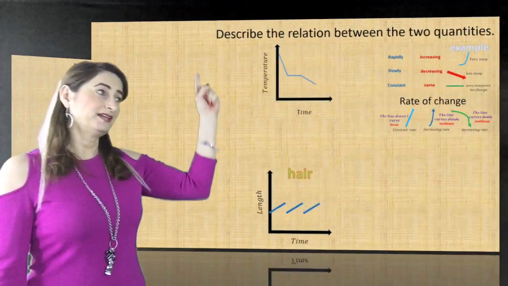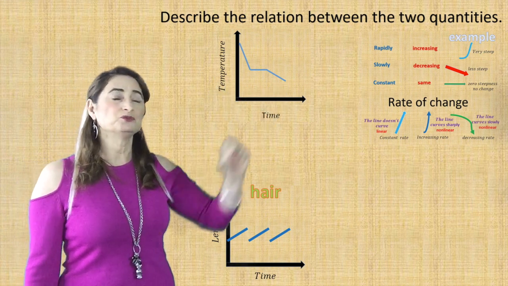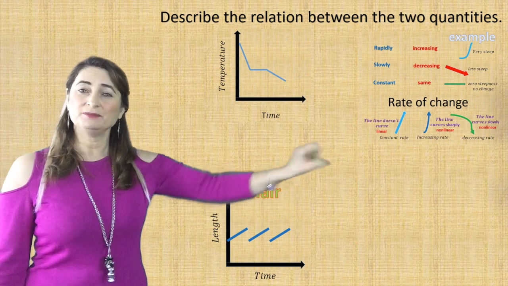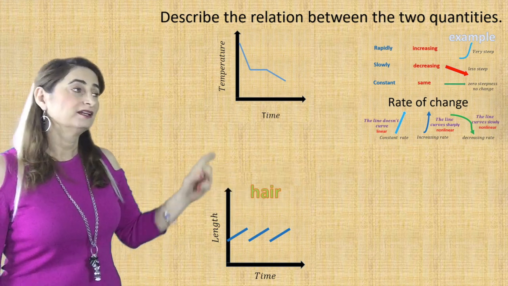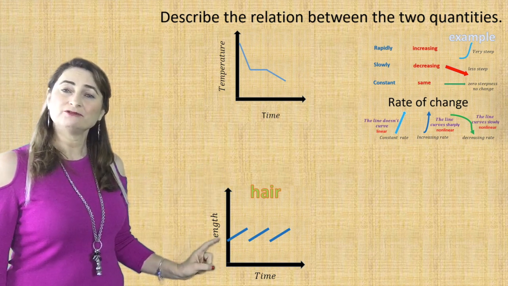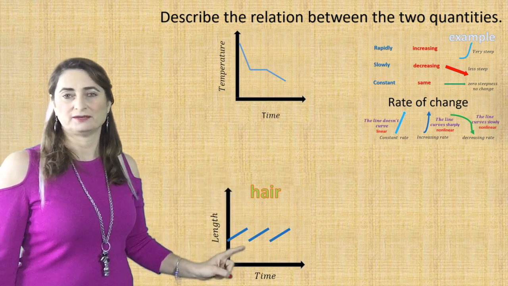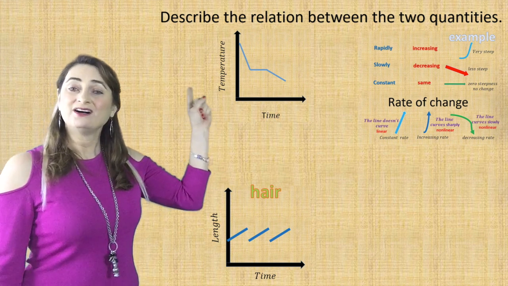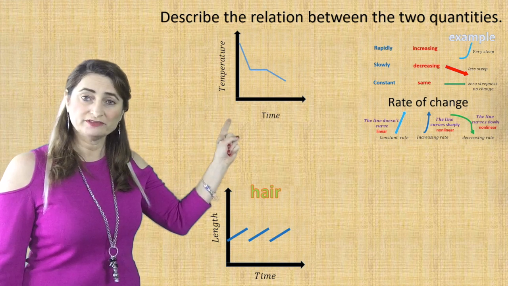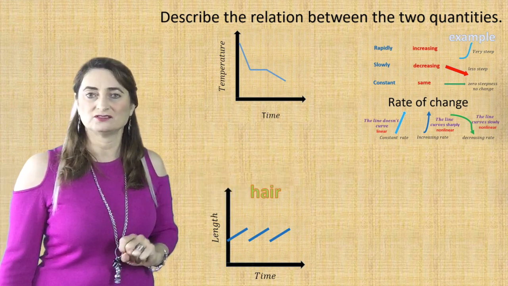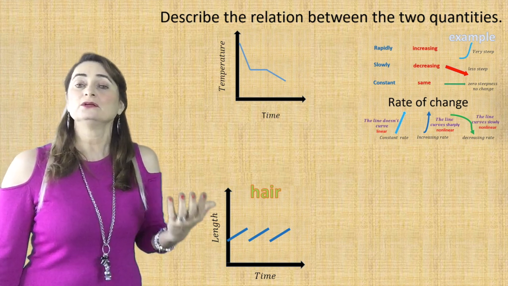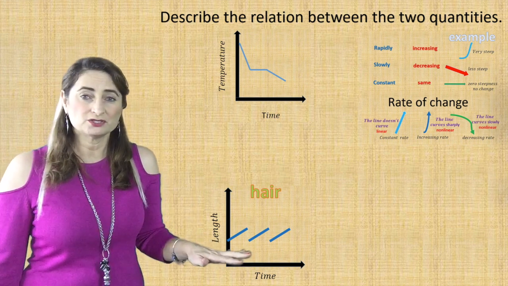Now, here's an example to describe the relation between the two quantities, which means analyze the graph. I'm still keeping the vocabulary words to use. The first graph, we are comparing the temperature over time. The second graph, we're comparing the length of the hair over time. Since all the lines are linear, that means there's no curve in them, I will use the words constant rate right away. Now I need to know, is that line steep or less steep or zero steepness?